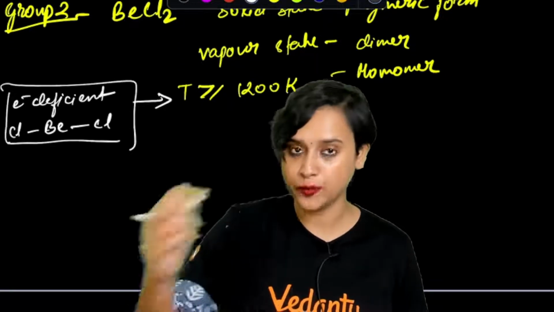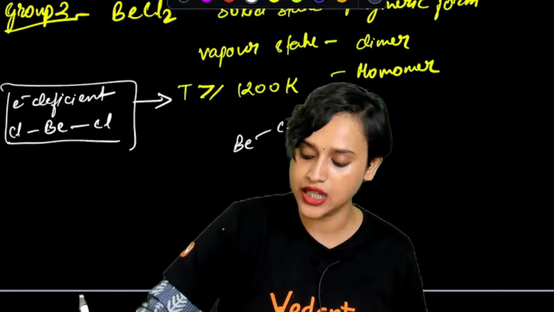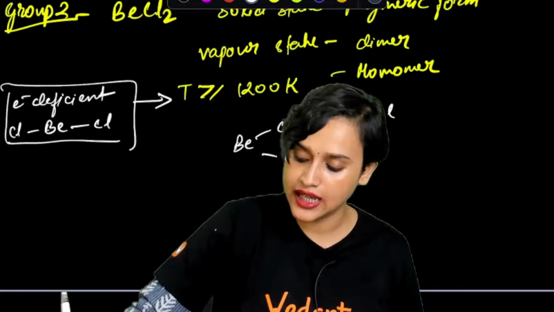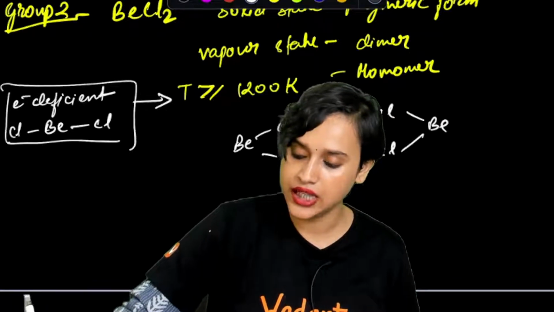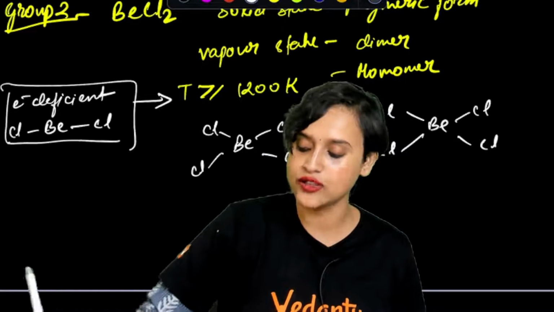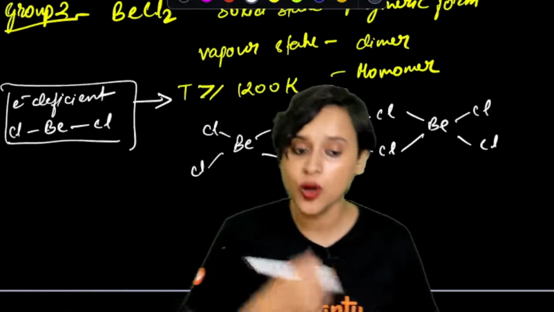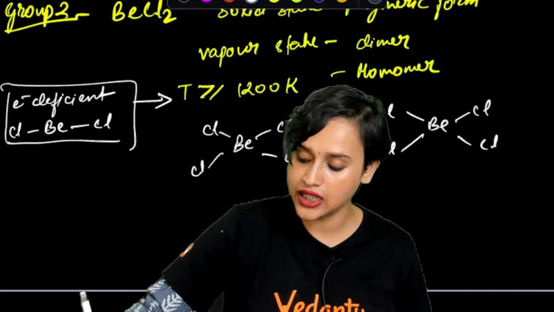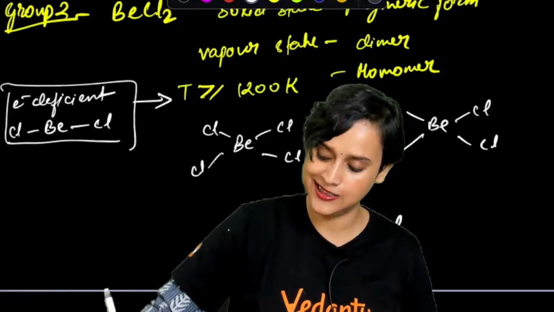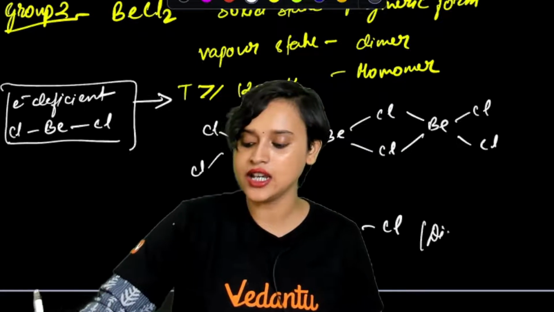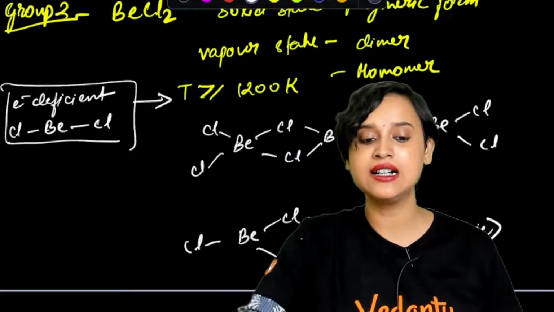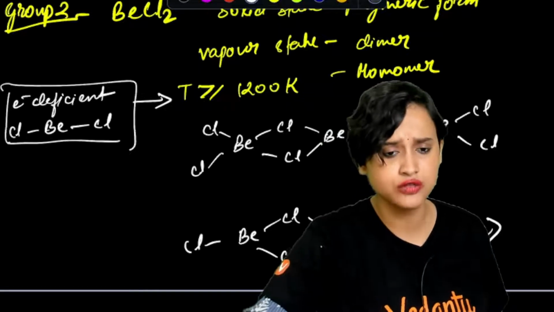Now, what is the polymeric form? The polymeric form exists like this: Be, Cl, Cl, Be, Be, and once again Cl on each side, in a chain. So this is the polymeric form. What is the dimeric form? In the dimeric form, you see Be here, Cl here, Be here, and Cl bridging and terminal. This is your dimeric form. All right, everybody, is this clear, guys?